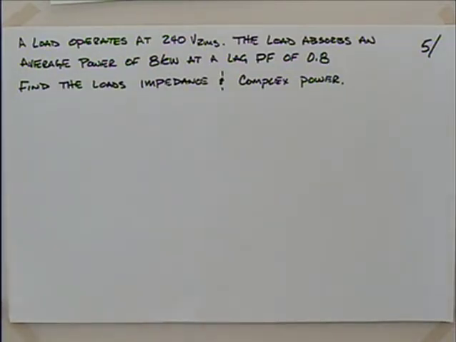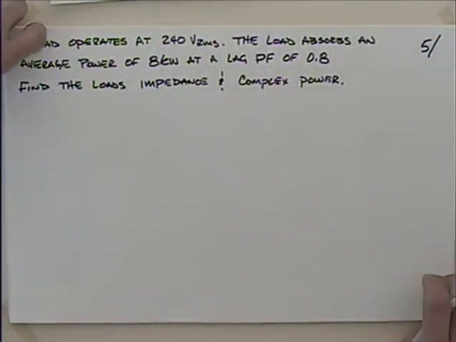So we're told a load operates at 240 volts RMS. The load absorbs an average power of 8 kilowatts at a lagging power factor of 0.8. We'd like to find the load's impedance and its complex power. Okay. So again, I spent the time to write this out so that we have to sort out from the verbiage, because that's the difficult part.